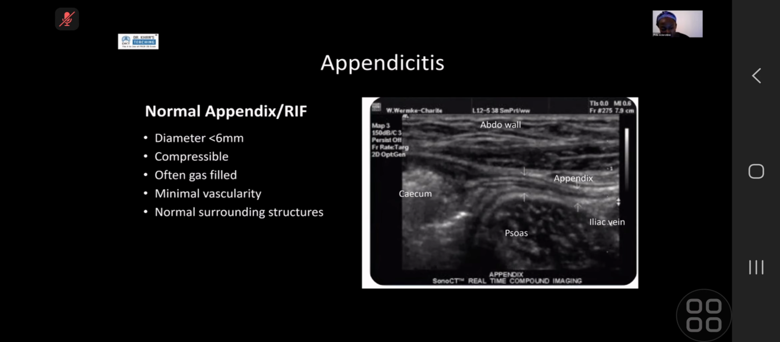If I can't see it doing that, then I'll either turn the patient obliquely, do bimanual compression, or get them to empty their bladder. Those are the little things I do on top.